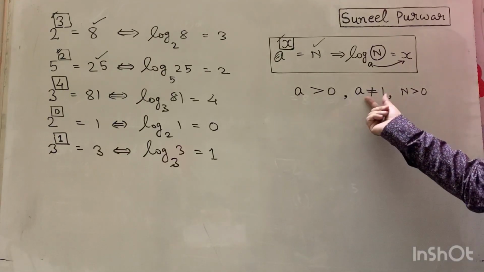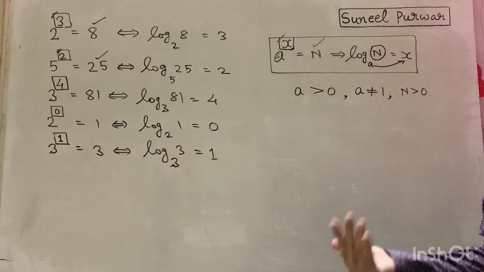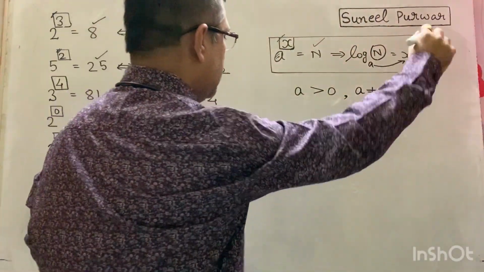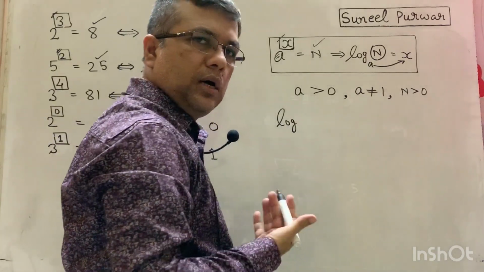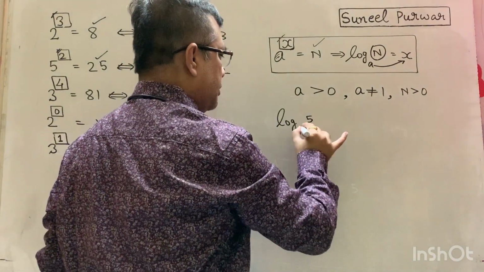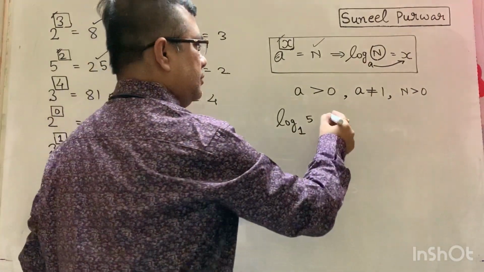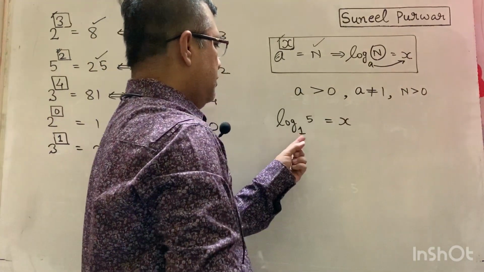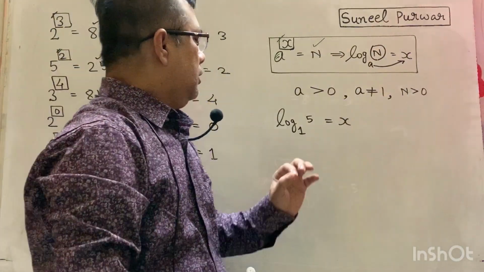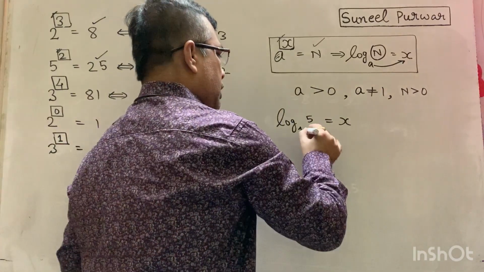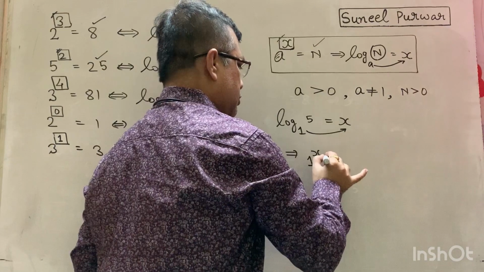What is that? Base can never be equal to 1. See, why the base cannot be 1? Try to understand. Suppose someone asks you to find log of say 5 at the base 1. We don't know how much it is. Let's say x. Log of the number 5 at base 1 is x. Now, what would we say? 1 power x equal to 5. This implies 1 power x equal to 5.